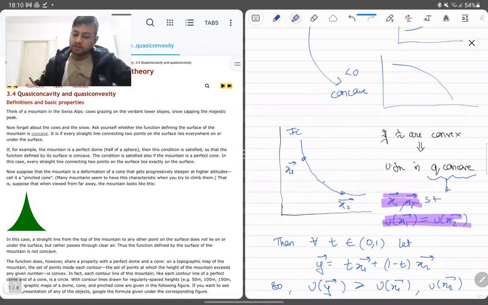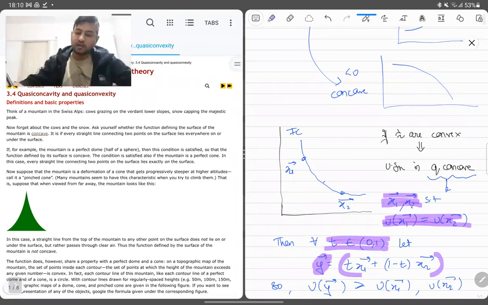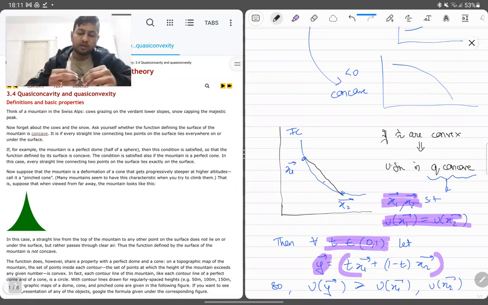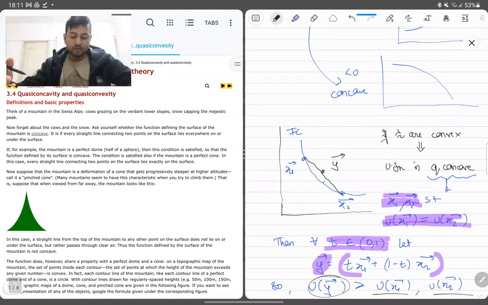Then the next step is, for all t belonging to 0 to 1, take a bundle y, which is a convex combination of x1 vector and x2 vector. So take a convex combination of these two bundles, which could be anywhere on the line segment connecting these two points. Take any such point and call this my y vector. Now the final step is that utility at y vector is greater than utility at either of these bundles. So this was the working definition of quasi-concavity that we looked at.